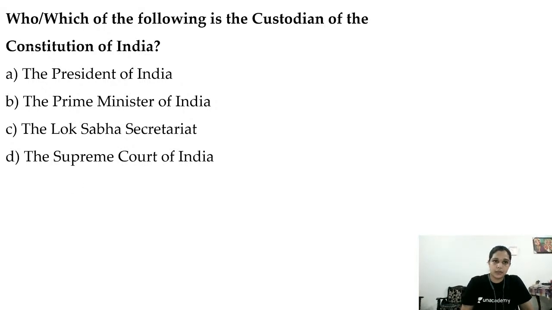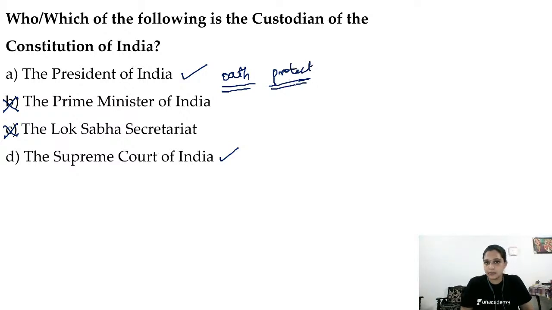Who, or which of the following, is the custodian of the Constitution of India? Yes. See, in this statement, obviously not the Prime Minister, not the Lok Sabha. So these two you can readily eliminate. So there was a confusion between the President and the Supreme Court. The President in his oath will say that he will protect the Constitution. Some terms he will say.